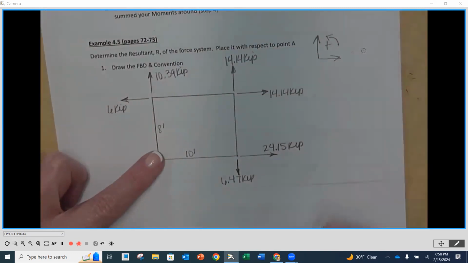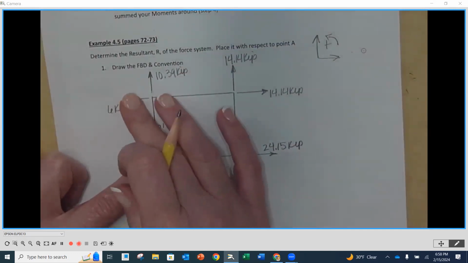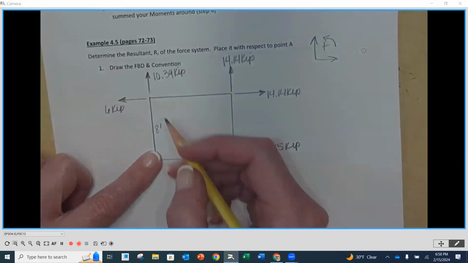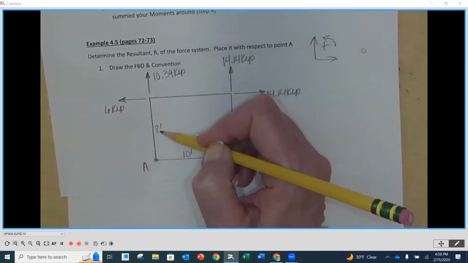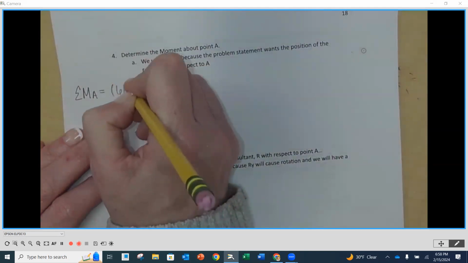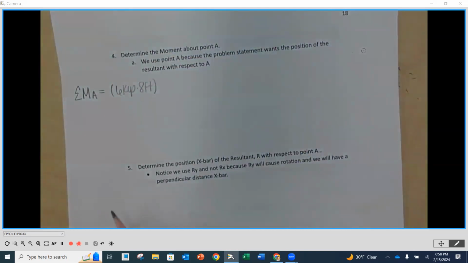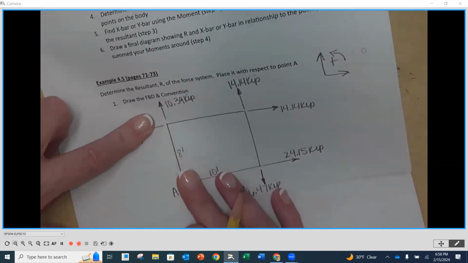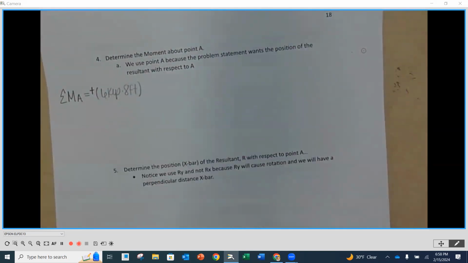We're going to put our finger on A, and I'm going to work clockwise around. So I'm going to look at my 6 kips. It is going to cause rotation. So I'm going to take 6 kips times perpendicular distance of 8 feet. And then rotation is going to be counterclockwise. So that's going to be positive out front.